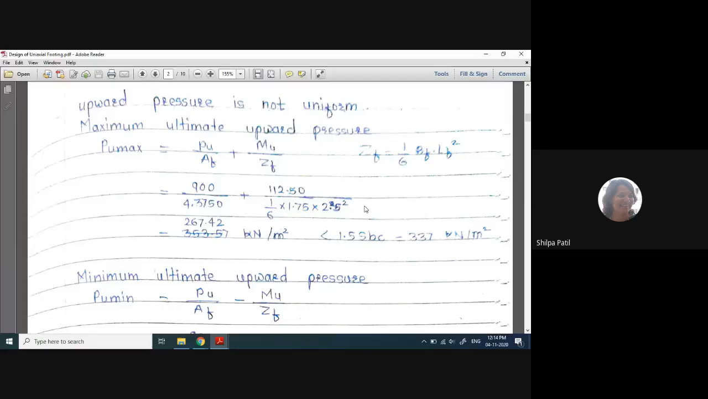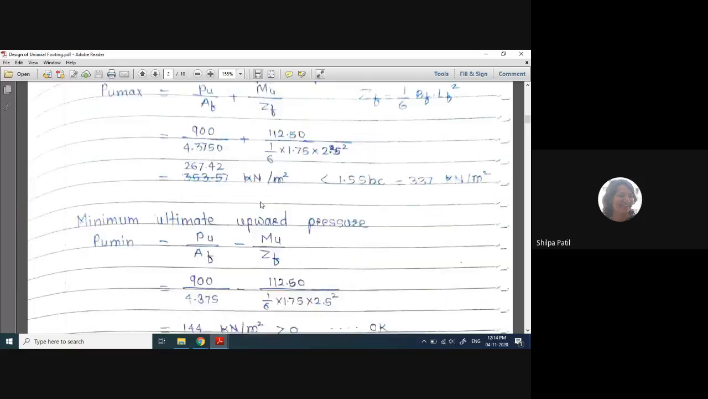What should be done? Increase the area. So if I will increase the area, this value will be lesser. Okay, so this value will be ultimately lesser. So I have to increase the area of the footing if this check is not satisfied.